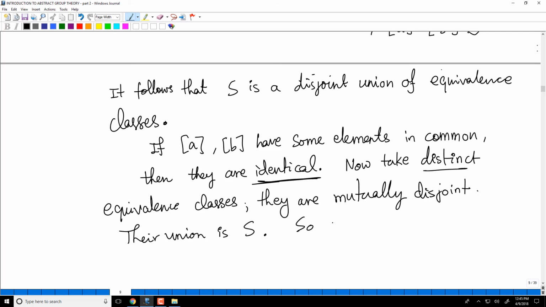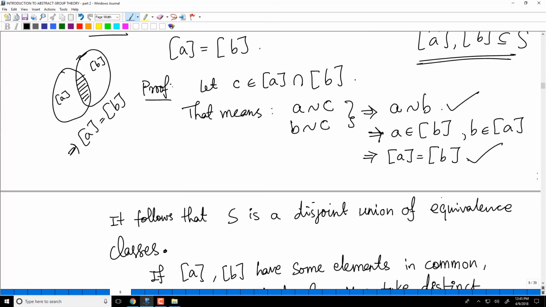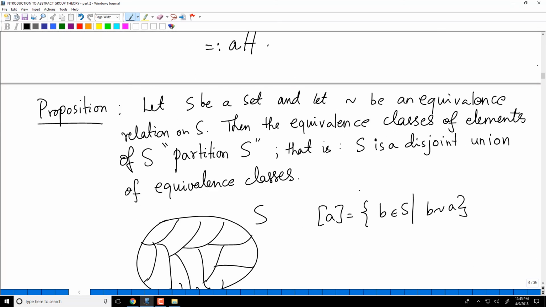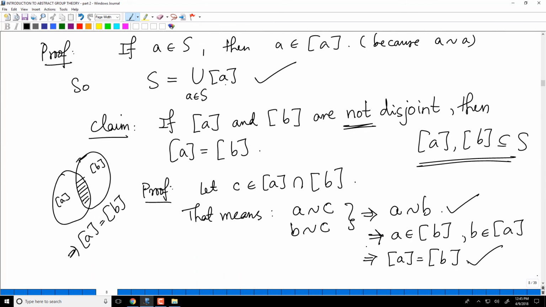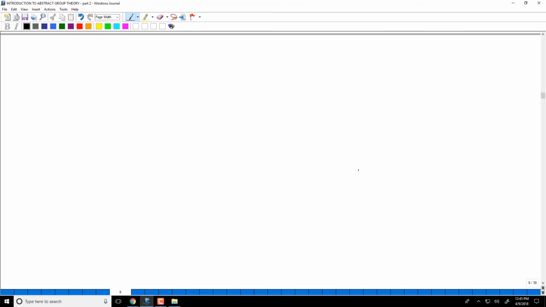So distinct equivalence classes partition S. This proves the proposition. No need to say really distinct, because if they are the same, we don't need to repeatedly take it, right? So these equivalence classes partition S, which is the statement of the proposition, and I have proved it. And I will work this out in the first two examples and leave the third example for the next video.